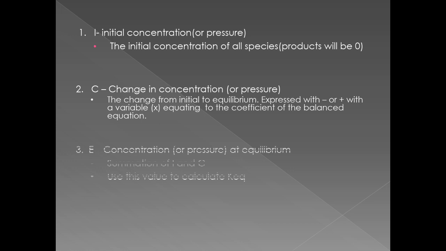We must always remember all of this. First, the initial concentration of all species product will be 0. Second is the change in concentration from initial to equilibrium, and is expressed with negative or positive with a variable x equating to the coefficient of the balanced equation. And lastly, the concentration at equilibrium is the summation of the initial and the change in concentration. This concentration at equilibrium is used to calculate the equilibrium constant.